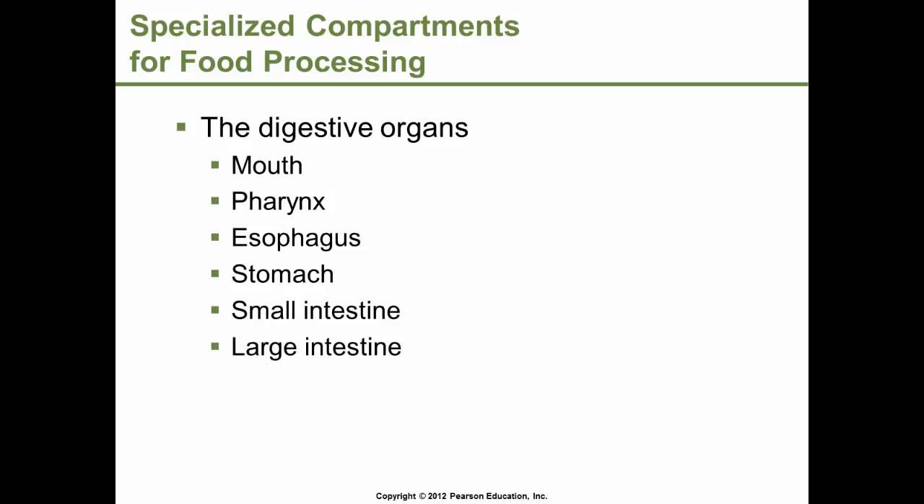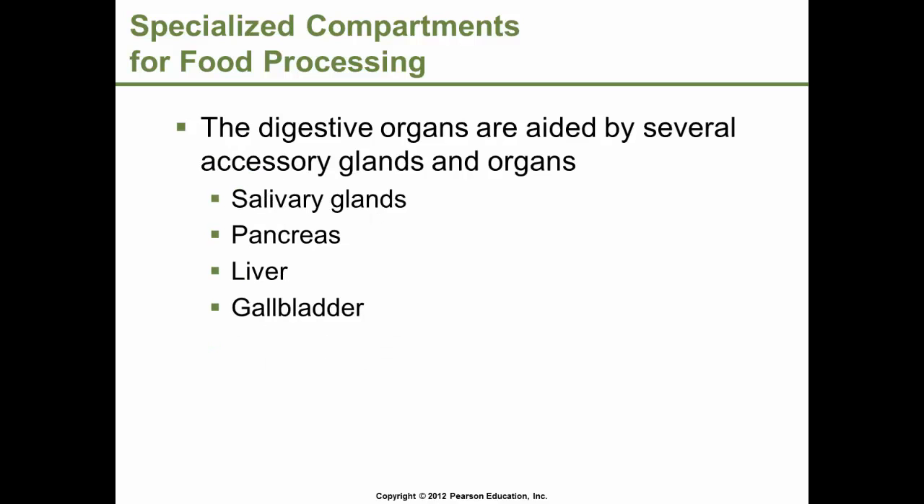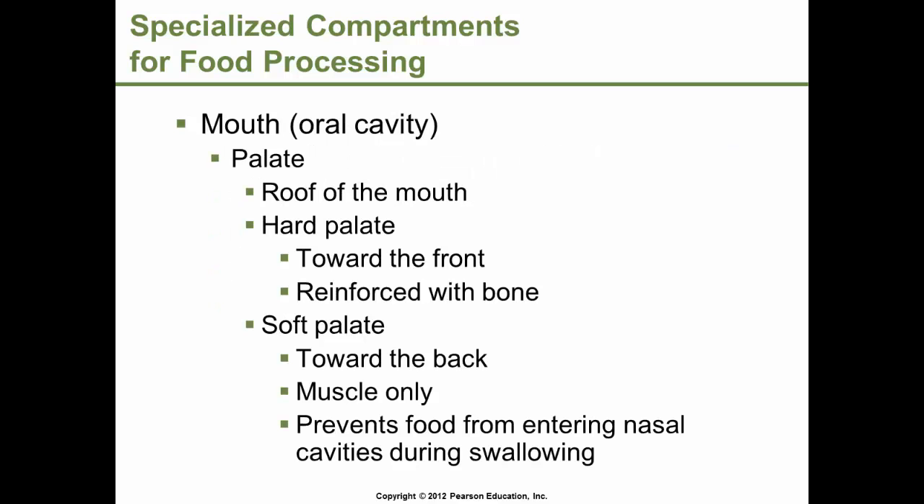The digestive organs include the mouth, the pharynx, esophagus, stomach, small intestine, and large intestine. Digestive organs are also aided by several accessory glands we'll be discussing: salivary glands, pancreas, liver, and the gallbladder.